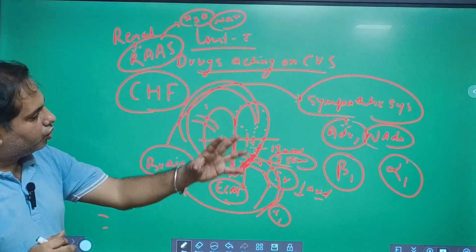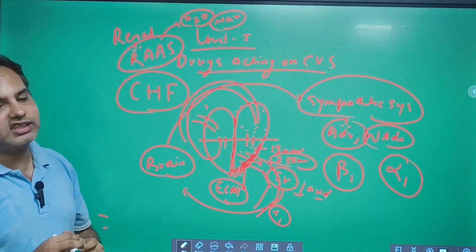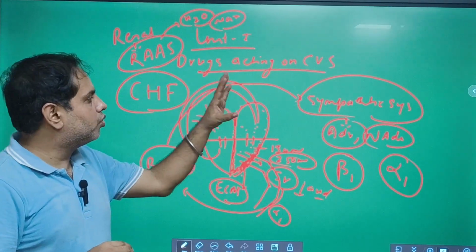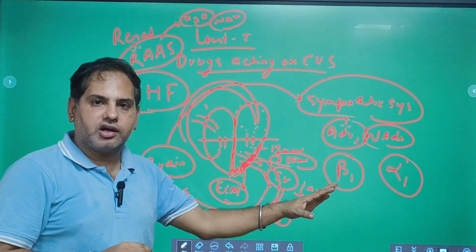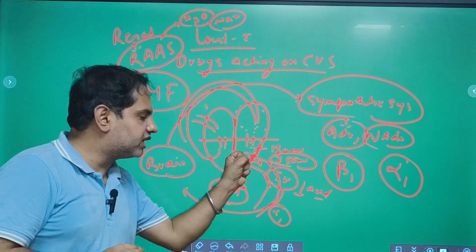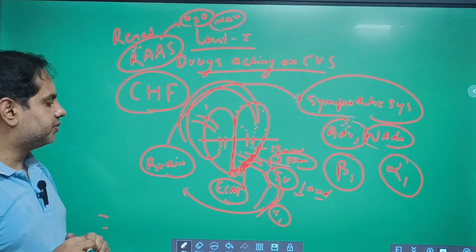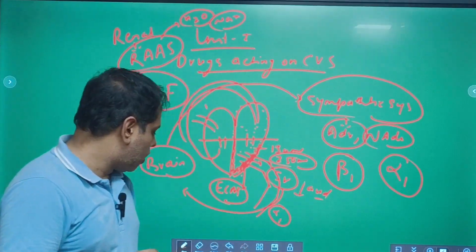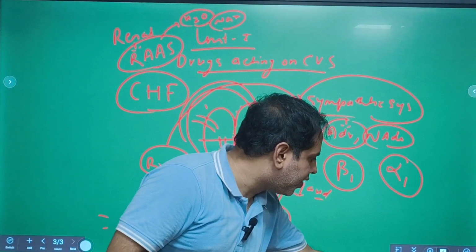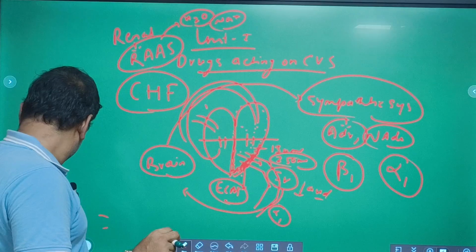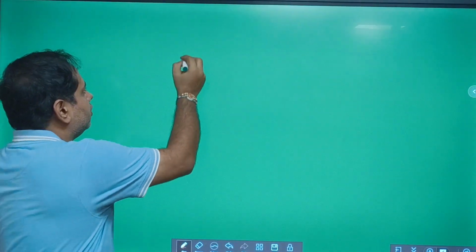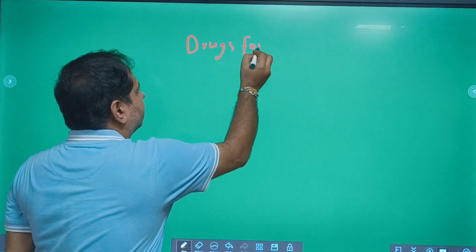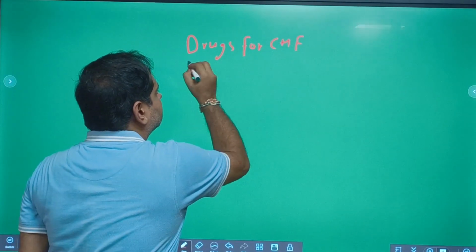So now to manage the CHF patients, congestive heart failure patients, we have medicines which are going to control the compensatory mechanisms and which are going to increase the cardiac output. So what are the medicines which we are going to use in the management of CHF, congestive heart failure? The drugs are, the drugs which we are using for the CHF, congestive heart failure patients.